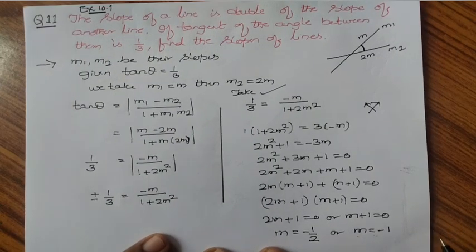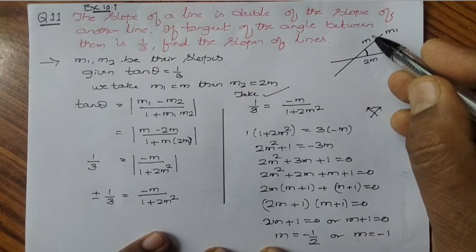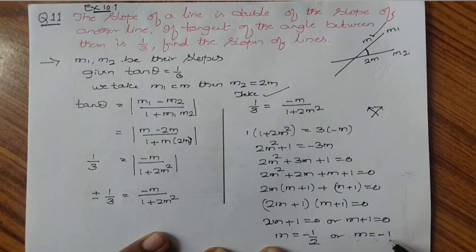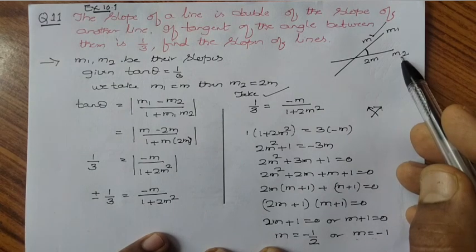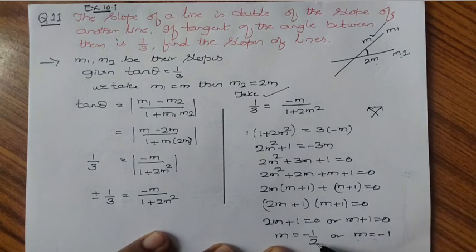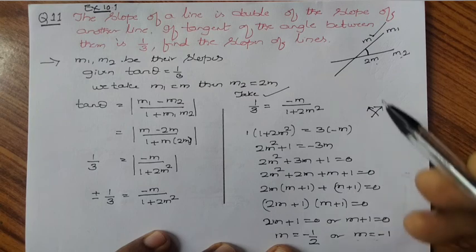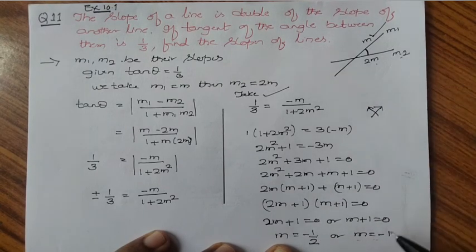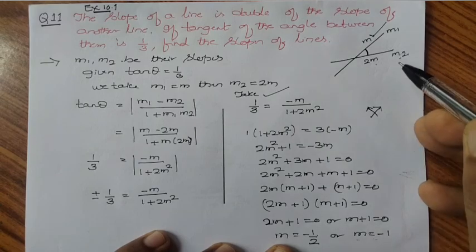It means that the slope of one line is either minus half or minus 1. Then we find the slope of the other line. We have to find out what happens if m is minus half, then the other slope. When m equals minus 1, what happens to the other?